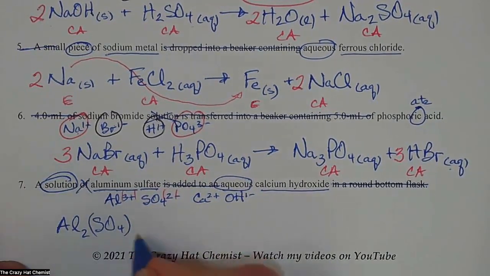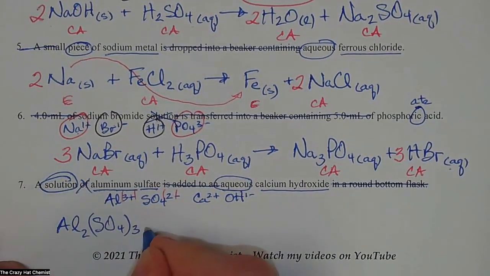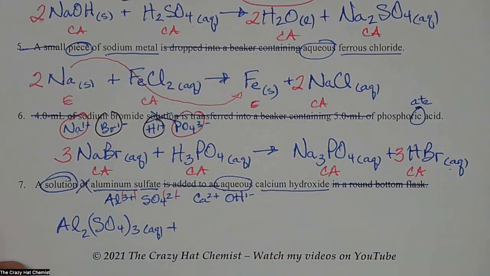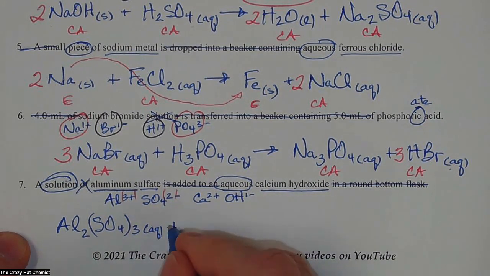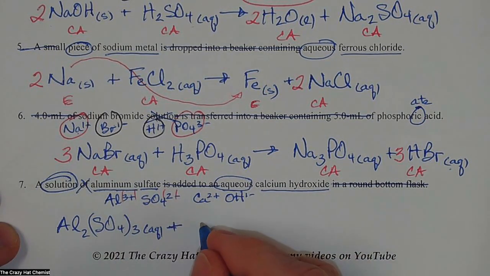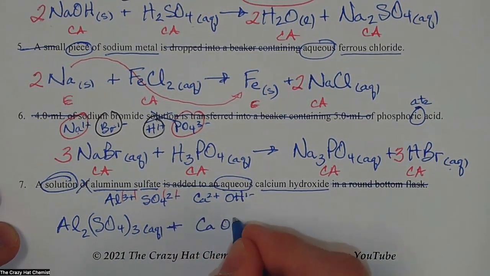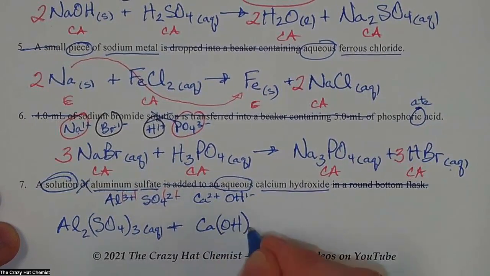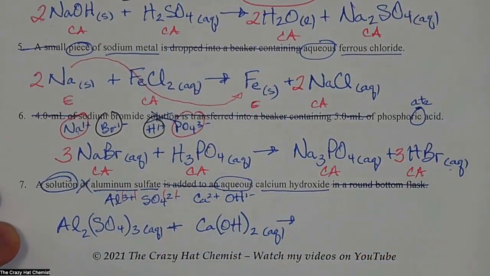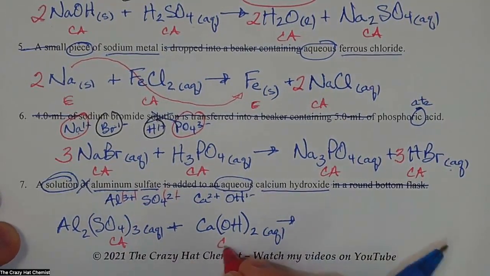Al2(SO4)3, with the 3 outside the parentheses. It says it's a solution, so I'm going to write aqueous. Perfecto. And then we got calcium hydroxide, and that also says it's aqueous, solution. So that's Ca(OH)2, and that's going to be aqueous. So classic cation anion, cation anion.